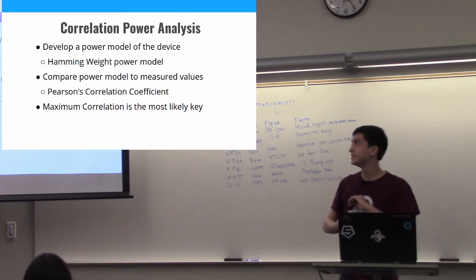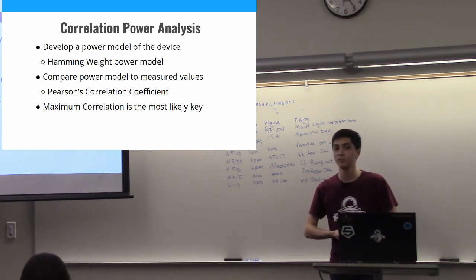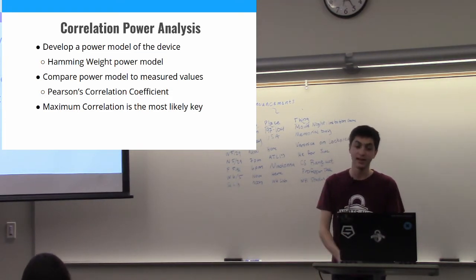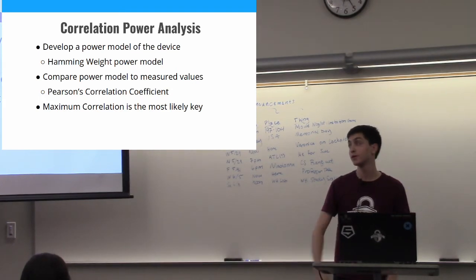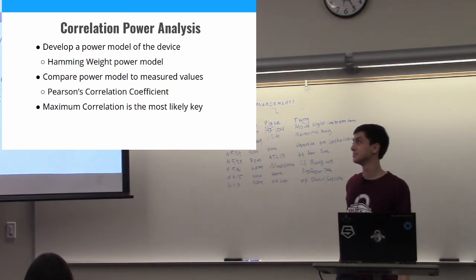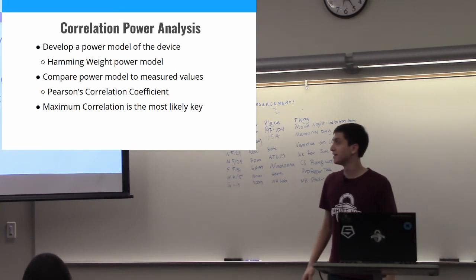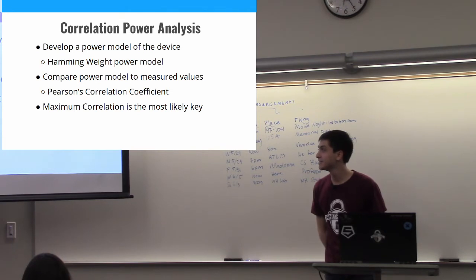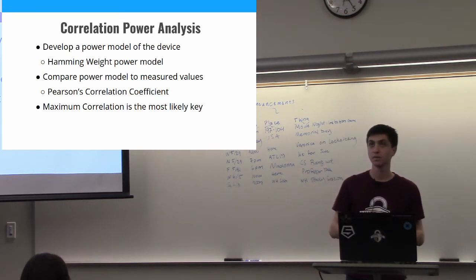First we need to develop a power model of the device. We're going to be using the Hamming weight power model. We'll get into what that is later. Then we need to compare that power model to the measured values, and we're going to use Pearson's correlation coefficient. It's a big equation, but we'll see it's actually not that bad. When we maximize the correlation, that is the most likely key.